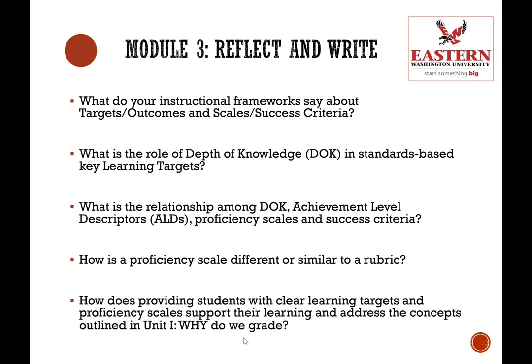What do your instructional frameworks say about learning targets and instructional outcomes, proficiency scales, success criteria? What is the role of the depth of knowledge and standards-based key learning targets? And what is the relationship among depth of knowledge, achievement level descriptors, proficiency scales, and success criteria? How is a proficiency scale different or similar to a rubric? And how does providing students with clear learning targets and proficiency scales support their learning and address the concepts outlined in Unit 1, Why Do We Grade?